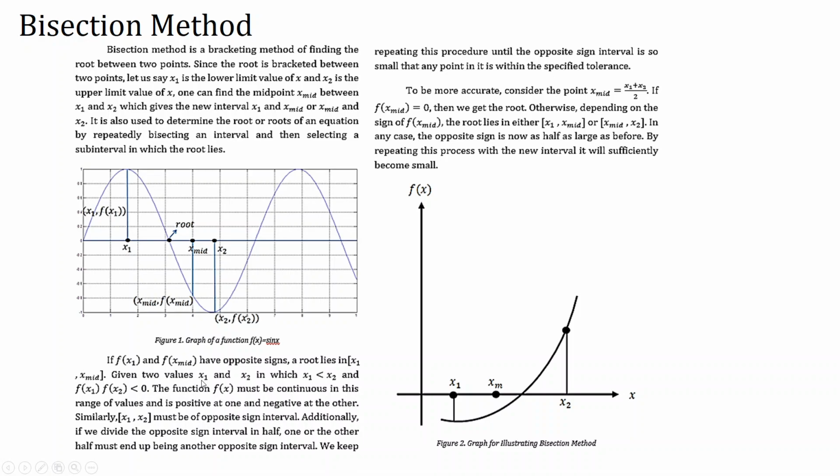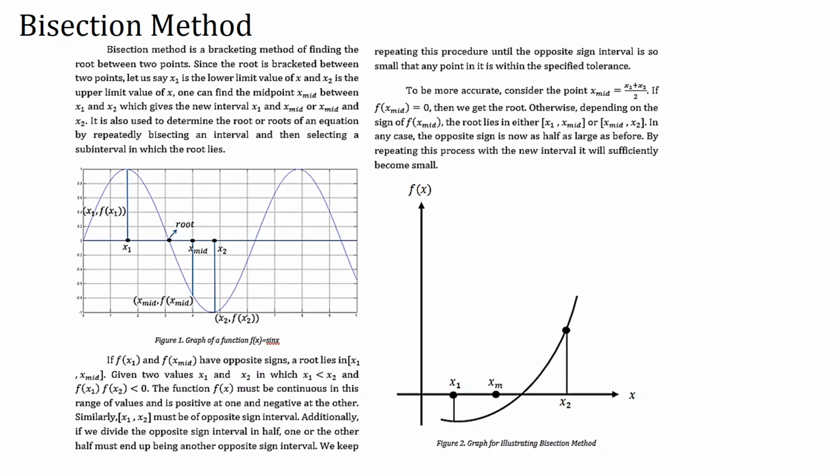Given two values x1 and x2 in which x1 is less than x2, if the product of f of x1 and f of x2 is less than 0, then the function f of x must be continuous in this range and is positive at one and negative at the other. Similarly, x1 and x2 must form an opposite sign interval. Additionally, if we divide the opposite sign interval in half, one or the other half must end up being another opposite sign interval. We keep repeating this procedure until the opposite sign interval is so small that any point in it is within the specified tolerance.